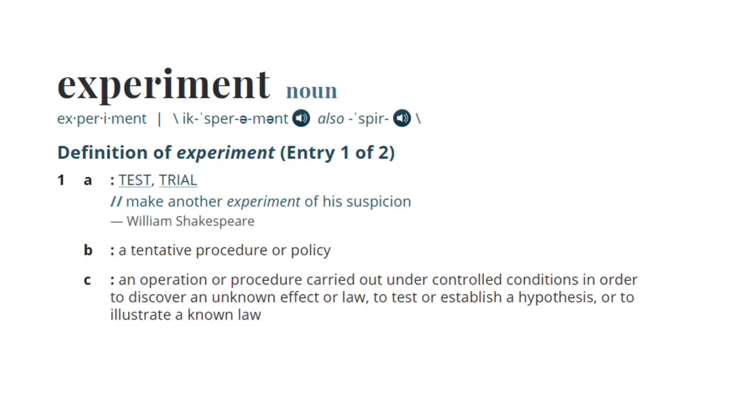So we have a few definitions. We have a test or a trial. We have a tentative procedure or a policy. And then I've underlined a few phrases in the next portion of the definition here. An operation or procedure carried out under controlled conditions in order to discover an unknown effect or law, to test or establish a hypothesis, or to illustrate a known law.